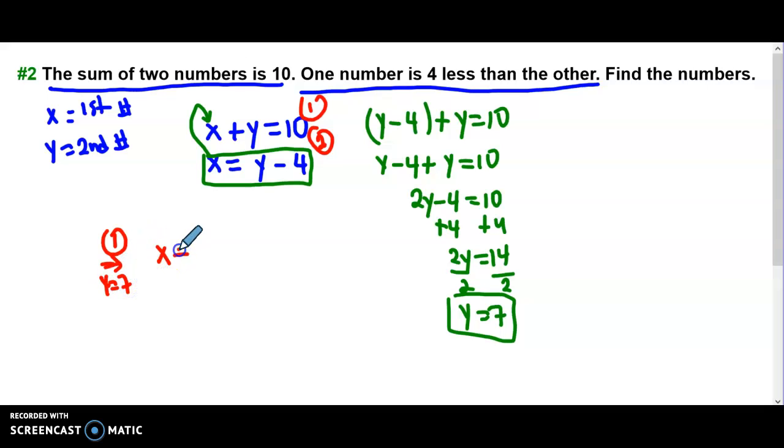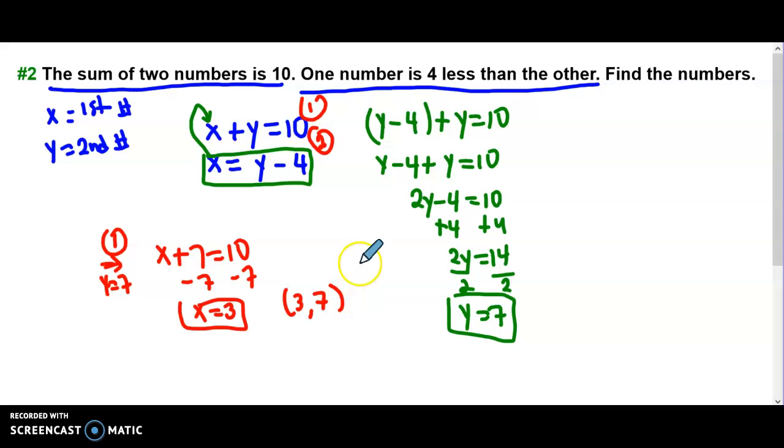So I have x plus 7 equals 10. Subtracting 7 gives me the other number, x equals 3. So my numbers are 3, 7. Let me check my solution really quickly. 3 plus 7 is 10. And 3 is equal to 7 minus 4. Yes, yes. So that is the answer to the system.